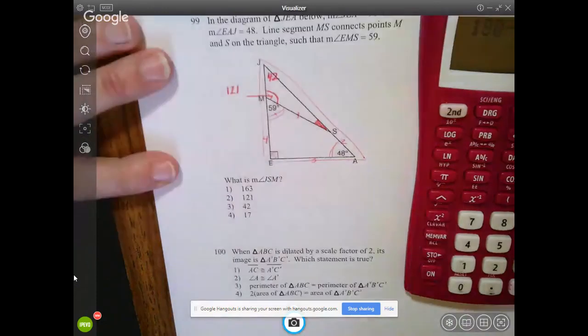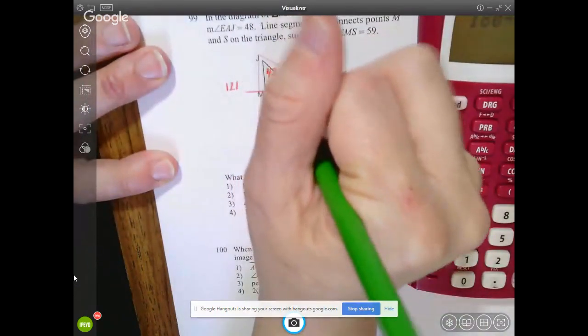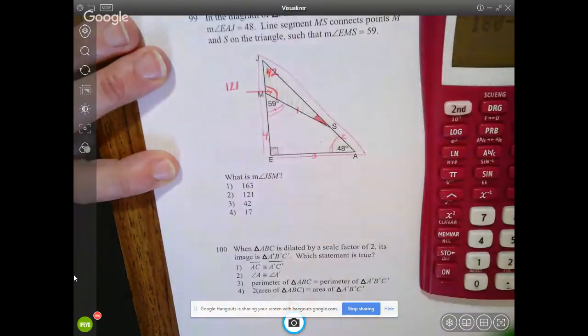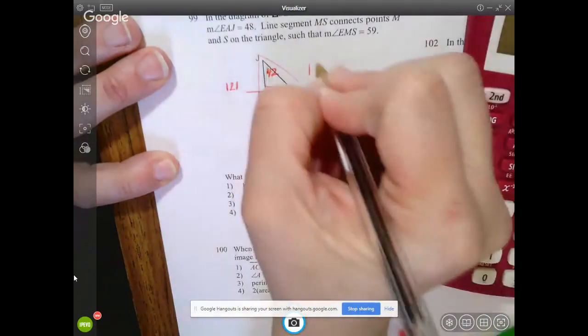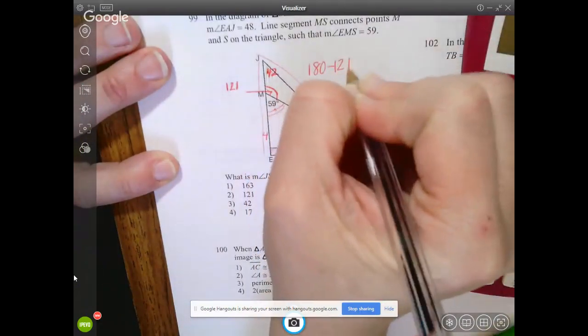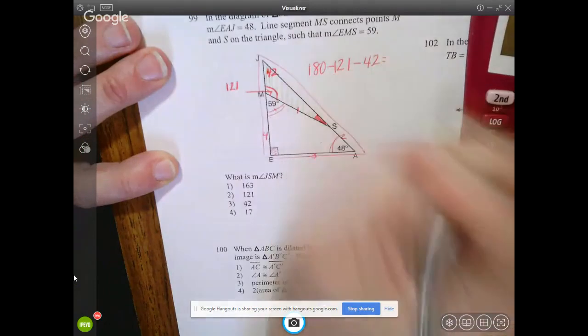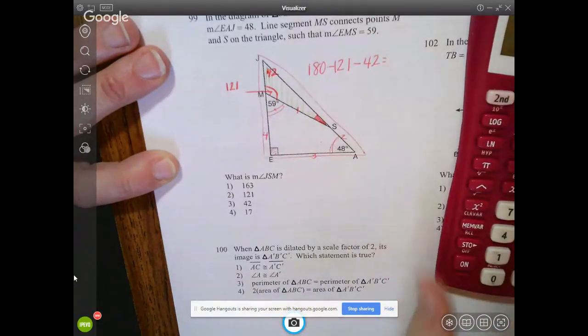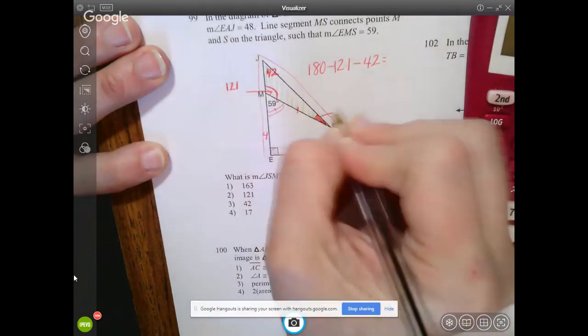And then we have this top triangle, which will give us 180 minus 121 minus 42. And that'll give us the missing angle. So pretty much you just have to keep at it. There's our 17 degrees.